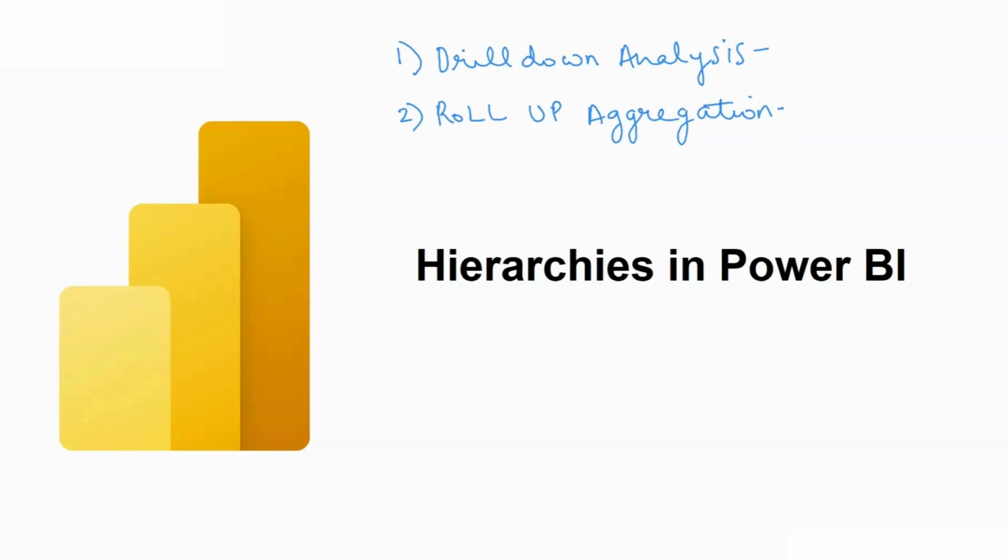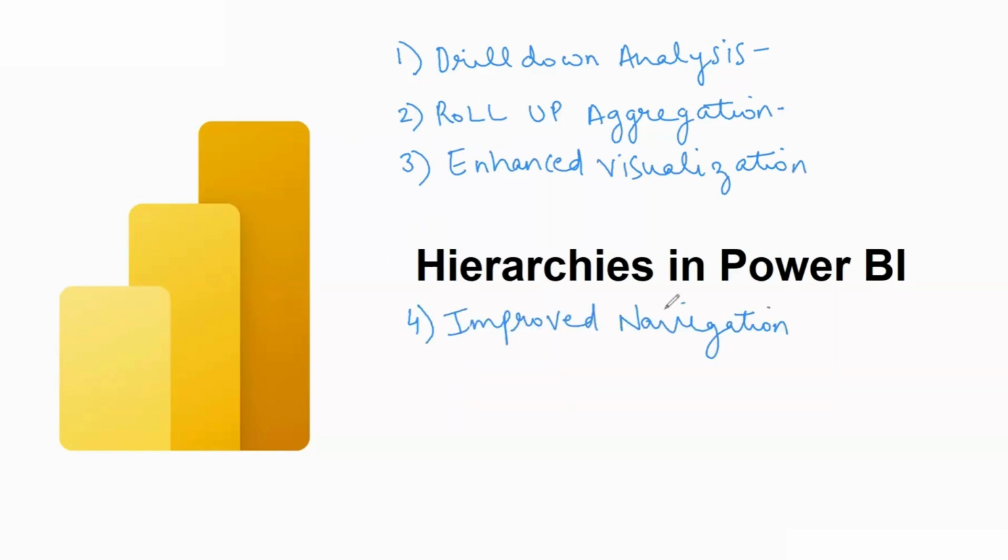The next one is enhanced visualization. In this, hierarchies can be visualized in Power BI reports using visuals like tree maps, sunburst, or hierarchical slicers, making it easier to explore and analyze the hierarchical data structures. The next one is improved navigation. In this, hierarchies provide a structured way to navigate through complex data sets, which makes it easier for users to find and analyze the data that they need.